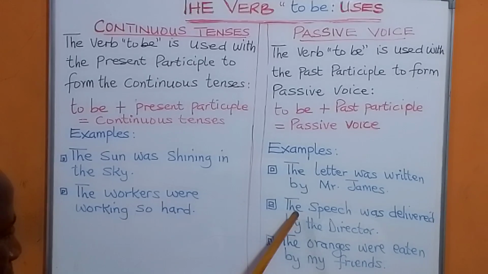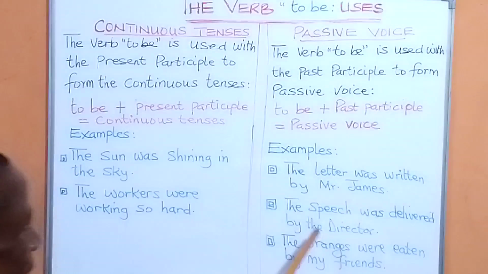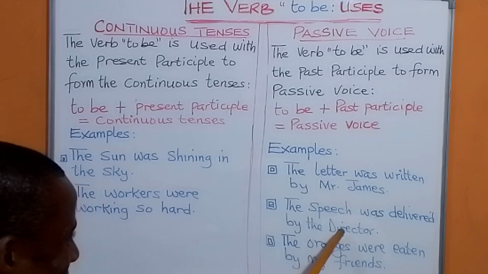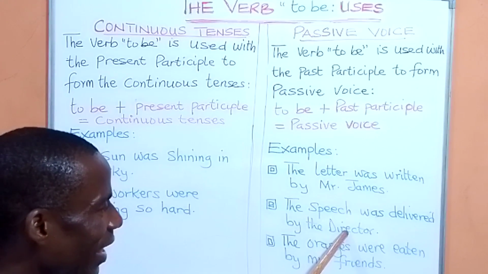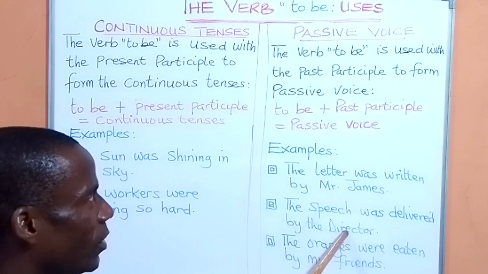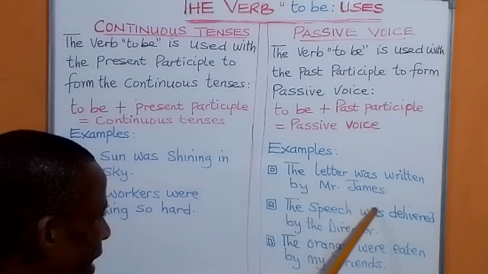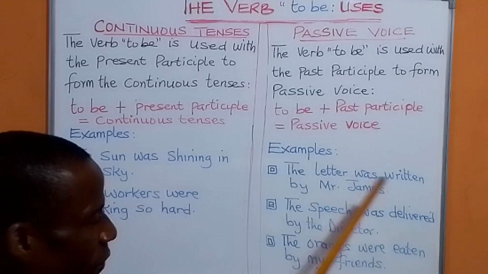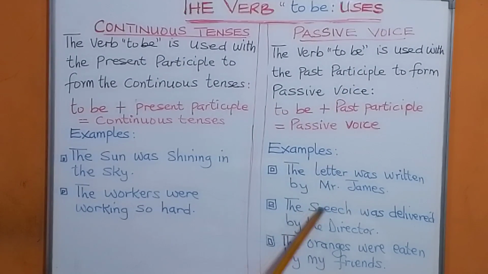Look at another one. The speech was delivered by the director. This is passive voice. If you want to put this sentence in the active voice, you will say the director delivered the speech. But if you want to put it in passive voice, you say the speech was delivered by the director.